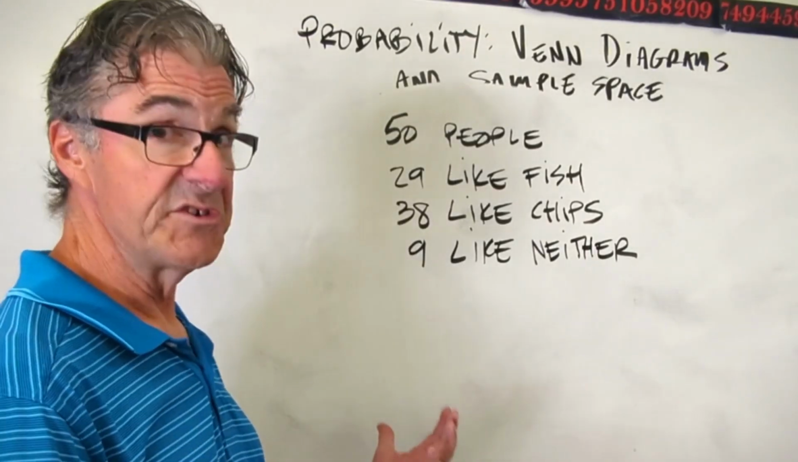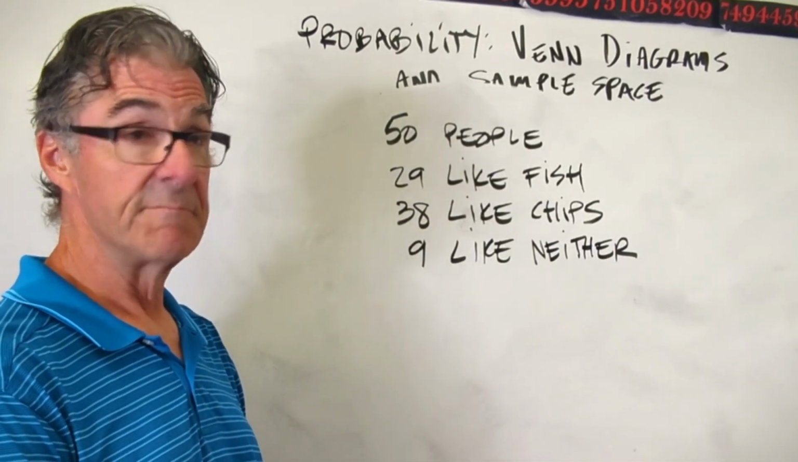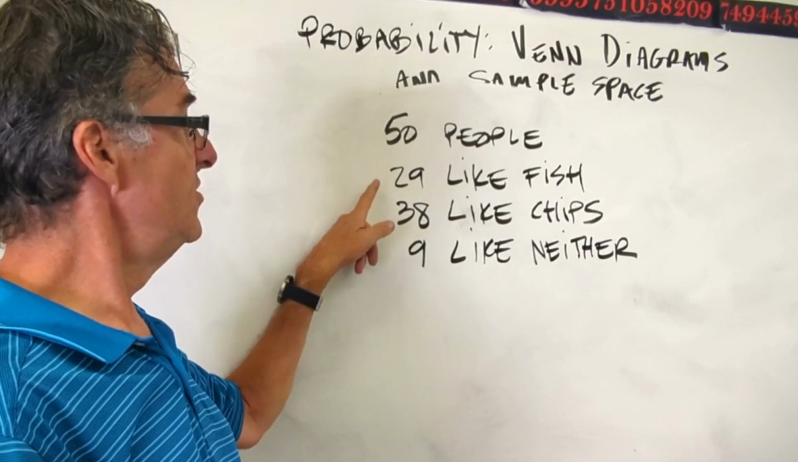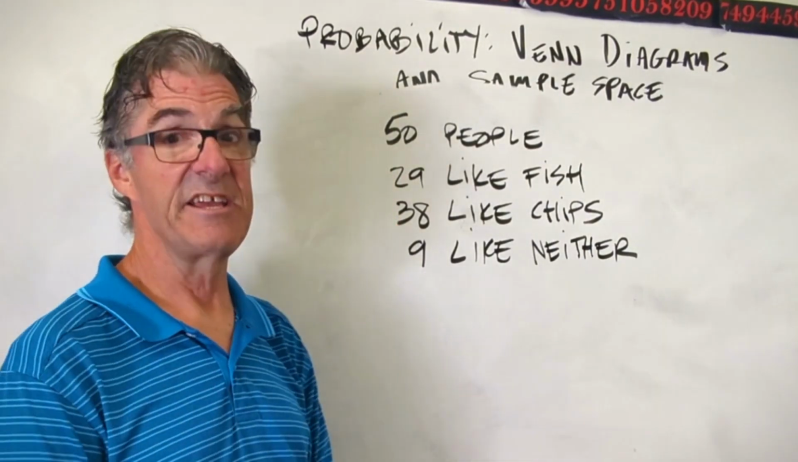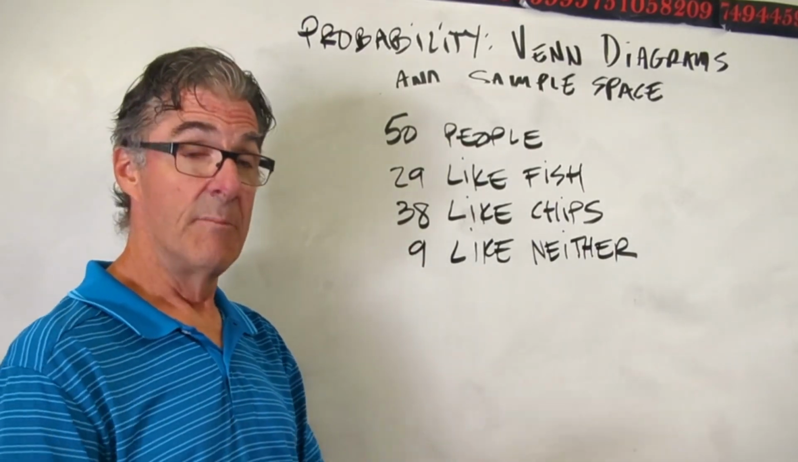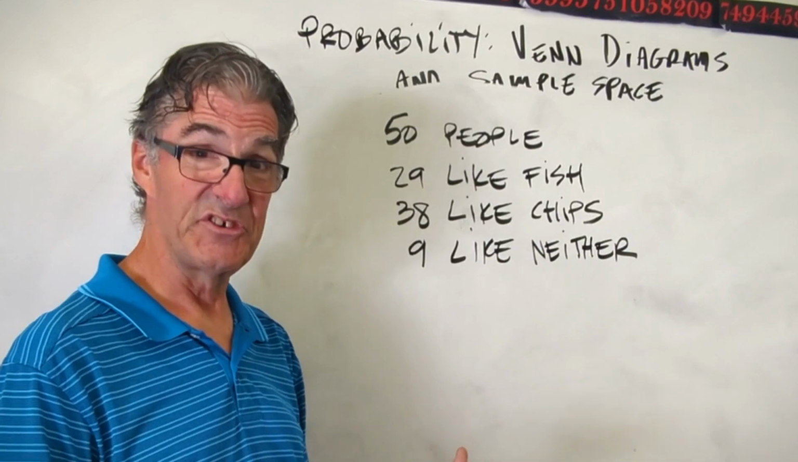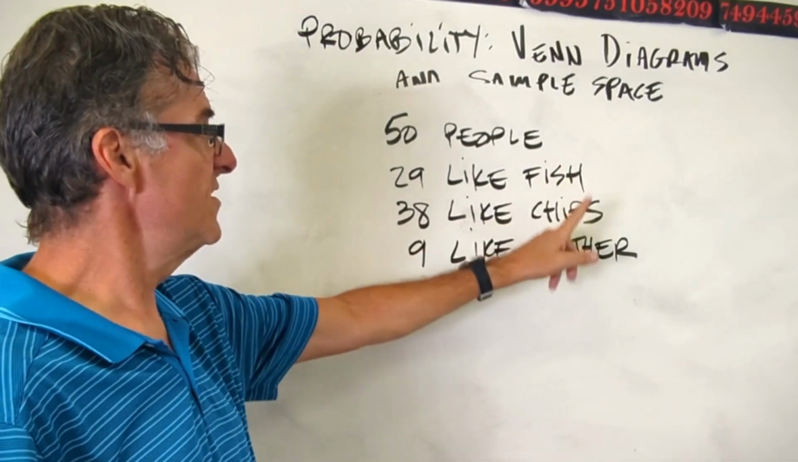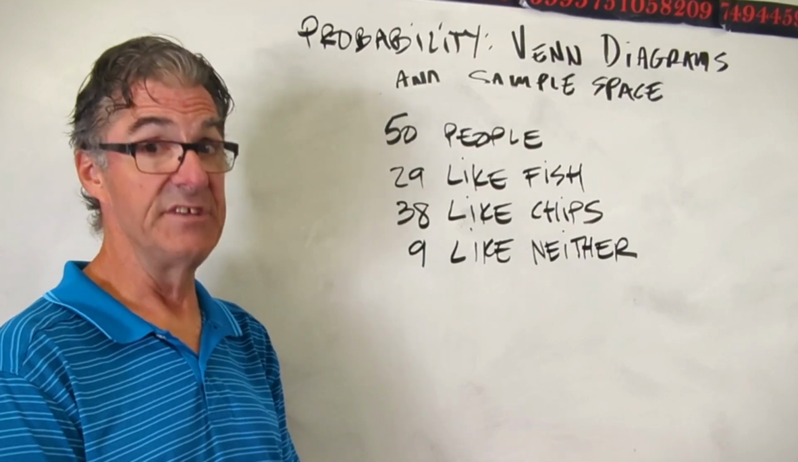So here's another scenario from scratch. The first step I want you to do is make a Venn diagram. So here we go. We've got 50 people, 29 like fish, 38 like chips, and 9 like neither. Now this one's a little tricky. It's a little different than that last one. But I want you to pause the video, draw your rectangle for your universal set, make your 2 circles, one for fish, one for chips, and figure out how to put the correct numbers in each spot.